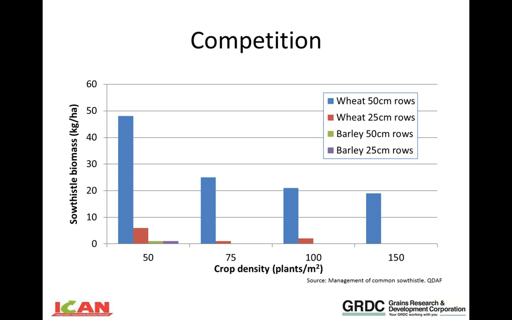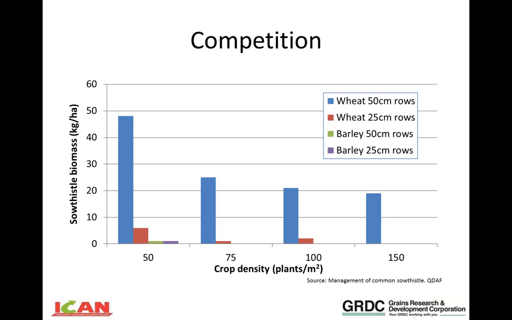Row spacing and crop density had no real impact in barley. But where wheat is concerned, the story is quite different. The narrower row spacing was considerably better for suppressing sowthistle relative to the wide row spacing. To a lesser extent than row spacing, crop density also played a role in suppressing sowthistle, with higher density of wheat planting suppressing sowthistle more effectively.